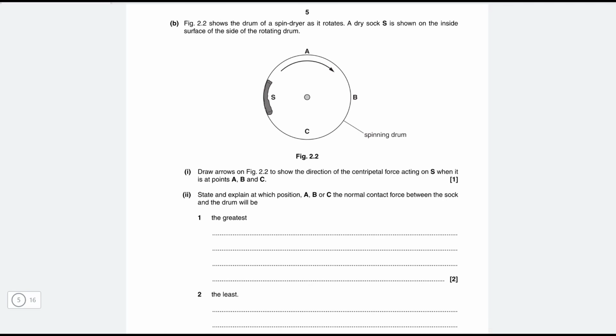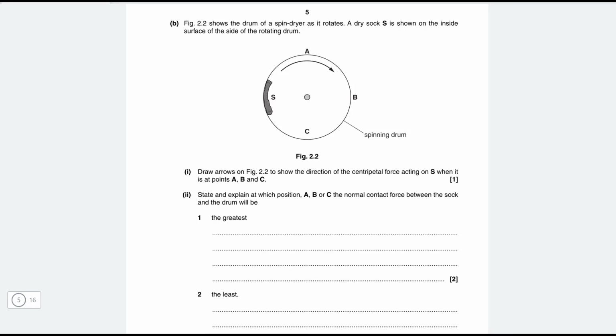Okay, part B, figure 2.2 shows the drum of a spin dryer as it rotates. Then we have a dry sock shown on the inside surface on the side of the rotating drum. Draw arrows on the figure to show the direction of the centripetal force acting on the sock when it is at points A, B, and C.